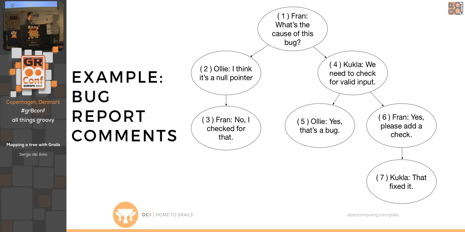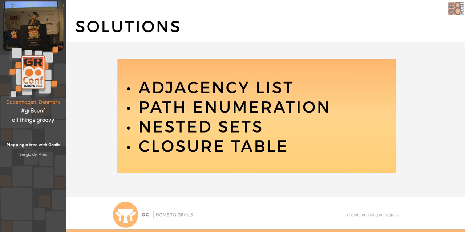The example that is used in the book and that I'm going to use in the presentation as well is a bug report. I have a root node, and then I have answers to the root node, and I can annotate the answers as displayed in the graph. We are going to have a primary key, the author of the comment, and the message. And we are going to see how to solve this with four solutions: with an adjacency list, with a path enumeration, with a nested set, or with a closure table.